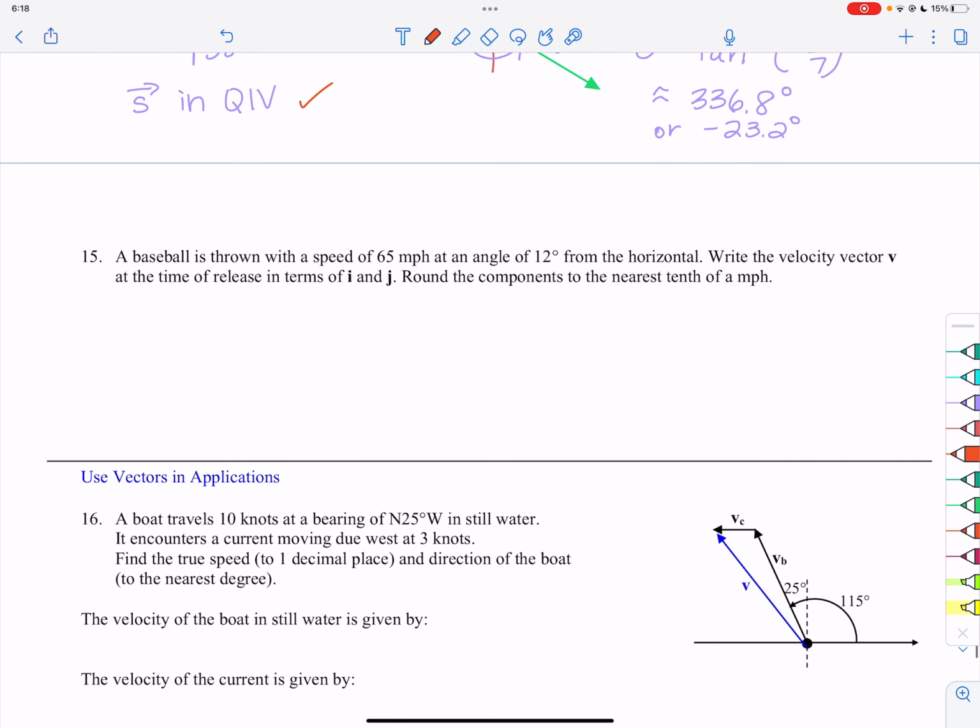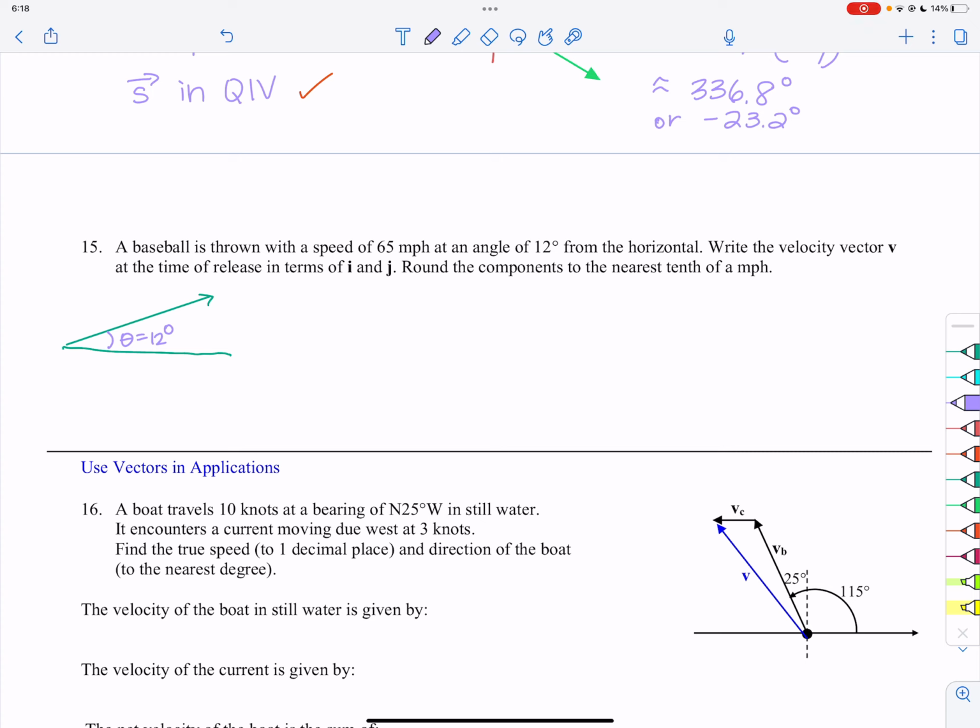In number 15, we can see that a baseball is thrown with a speed of 65 miles an hour at an angle of 12 degrees from the horizontal. Let's just go ahead and get something sketched because it will make it easier for us. So here we have theta equals 12 degrees, okay? So now let's take a look at the magnitude.